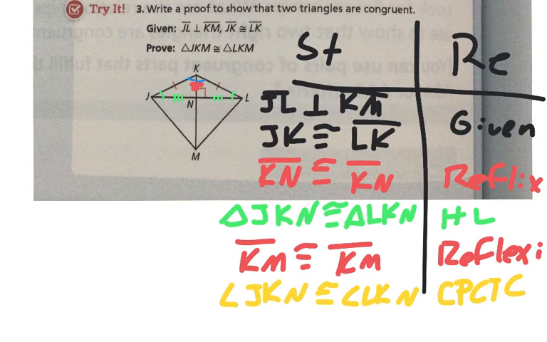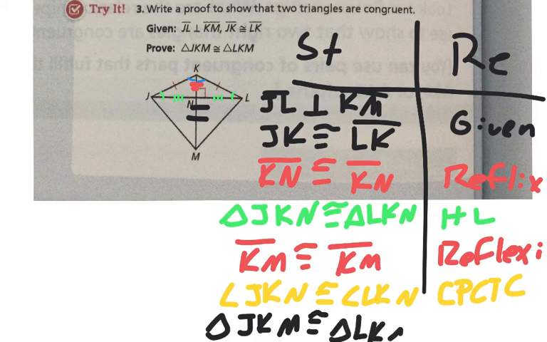And now with that information, now I've got this shared side. Again, looking at the big ones, I've got the shared side. I've got that angle. And then I've got another side here. So I've got enough to say that the triangles are congruent. So I could say triangle JKM is congruent to triangle LKM. And my reason was side, angle, side. Had a side, the included angle, and another side.